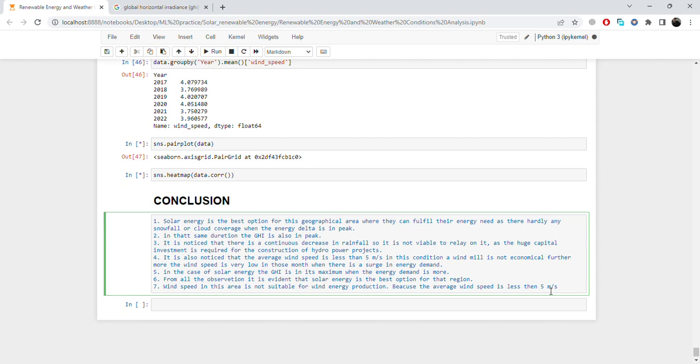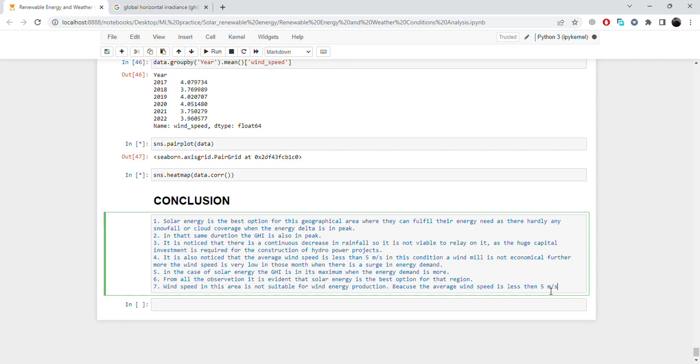So we know that solar energy is best because of the factorial analysis. Then why is hydro energy not good for us, and why is wind energy not good? It's not a viable option for us.